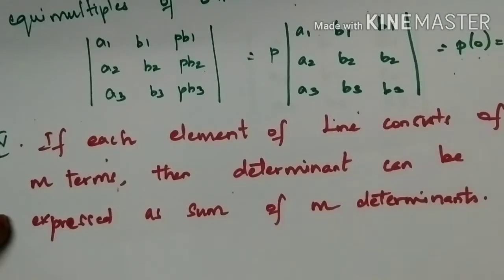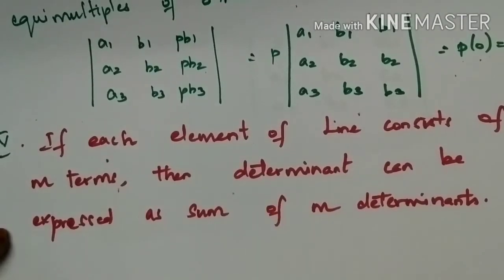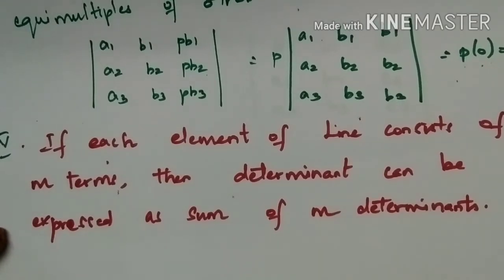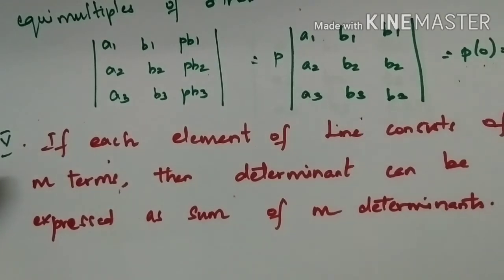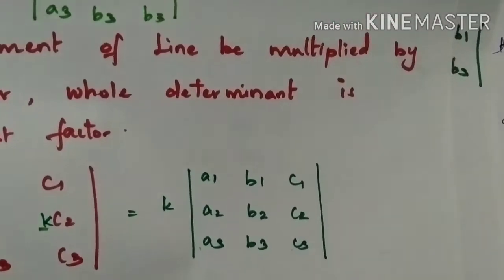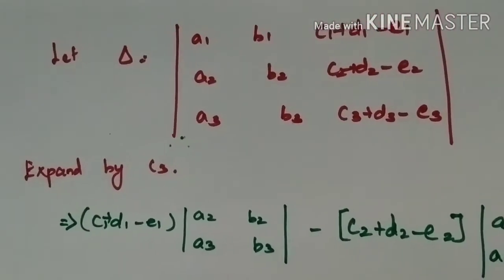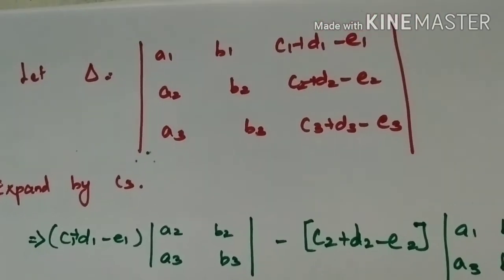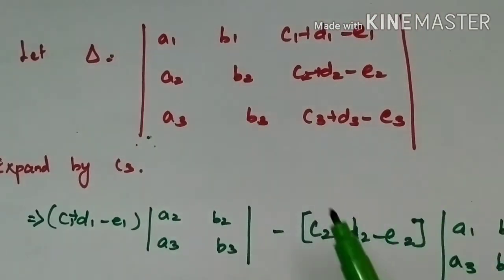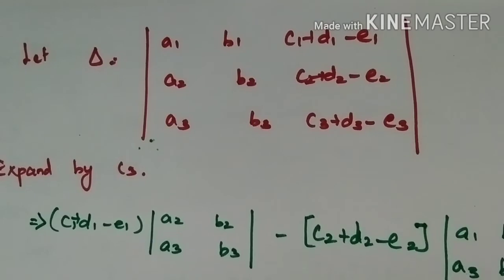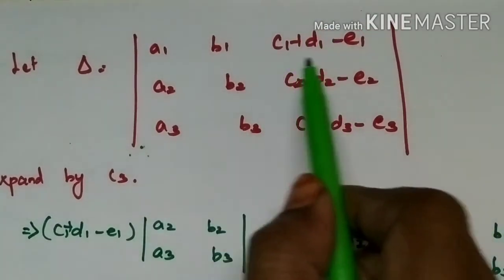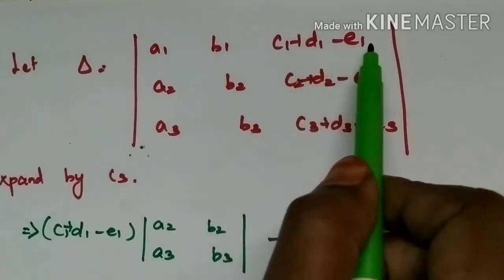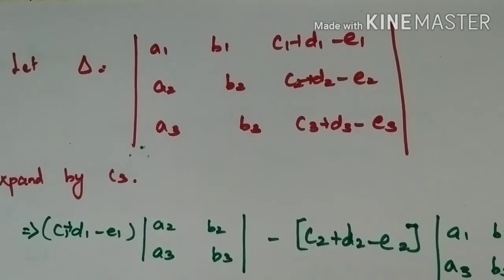Now let us see the fifth property. If each element of a line consists of m terms, the determinant can be expressed as a sum of m determinants. We can see this by using expressions. Let this be a third order determinant which has m number of terms. That means the third column has several values like C1 plus D1 minus E1. How can we represent it?